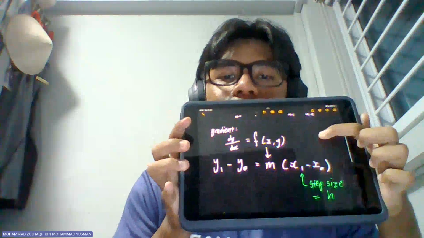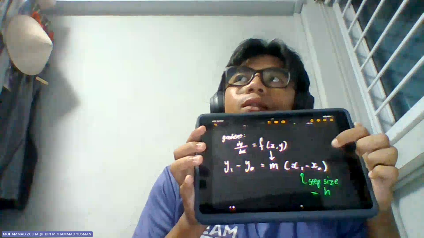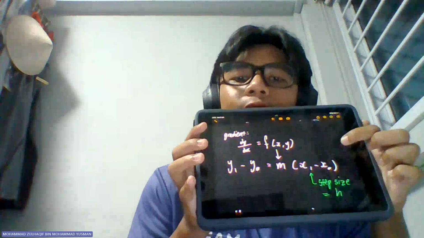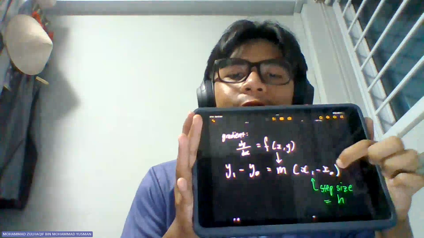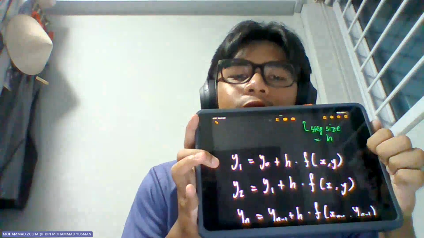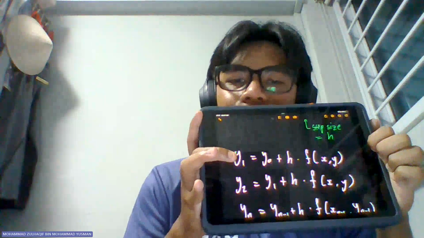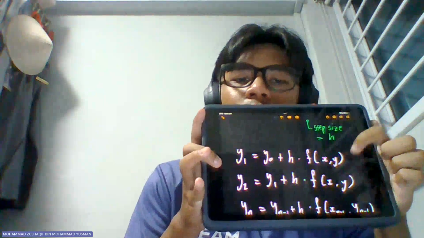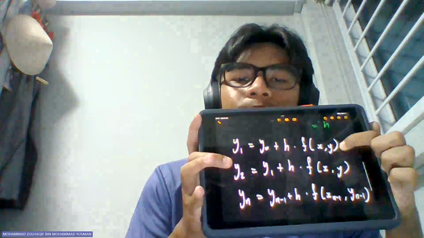So x1 minus x0 is also known as step size, or h, as it shows the amount of units that the coordinates travel from one point to another. And then m can also be expressed as f(x,y). So I manipulated the equation to make y1 the subject, and it shows y1 equals y0 plus h times f(x,y). Same for y2 equals y1 plus h times f(x,y).